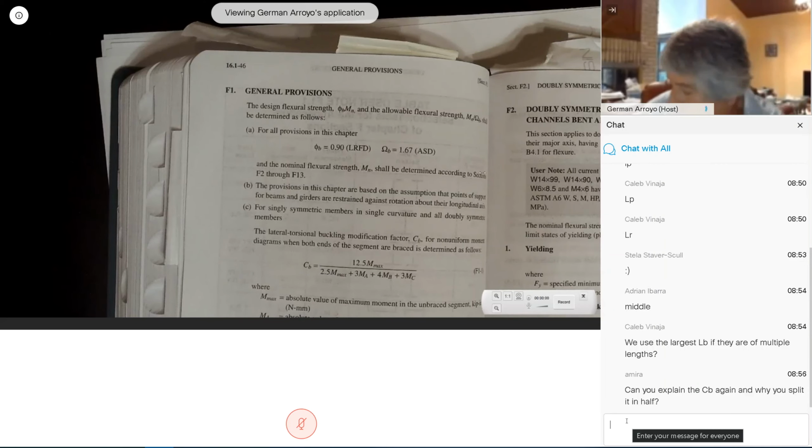So what is the unbraced length? Can anybody tell me L sub B, the unbraced length for this problem? How many feet? 24 is the answer. Because students at this level always get confused. This is just the distance between the loads. This is the distance between the loads. But the unbraced length is the total span. The unbraced length is the total span.